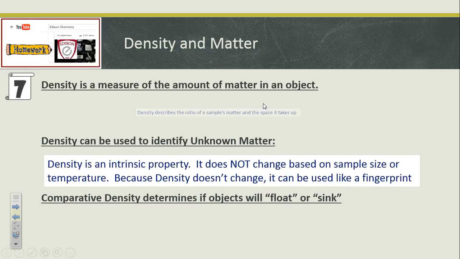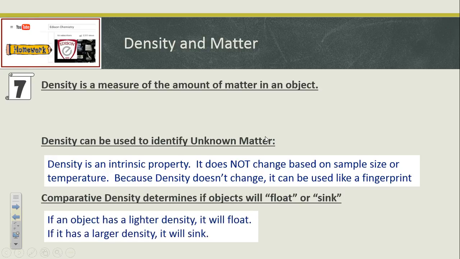It can be used, most importantly, to identify unknown samples because it does not change based upon sample size or temperature. Pure steel has a density value within a certain range, no matter how big the chunk of steel is. It could be a microscopic steel filing at a crime scene, or it could be a massive I-beam holding a floor up. If it's made out of the same type of steel, the density will be the same. So you can use that to identify things. Okay, I found this sample of metal on a crime scene. What is it? Find its density, and you can use it to identify the matter.